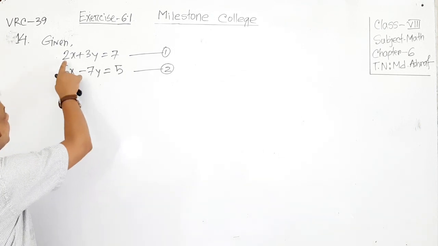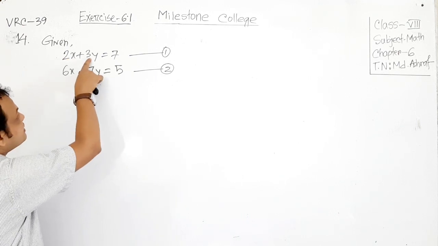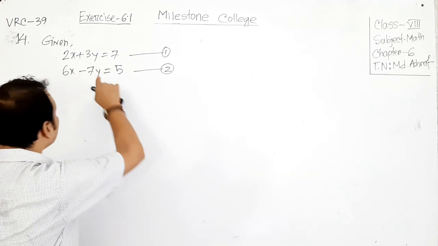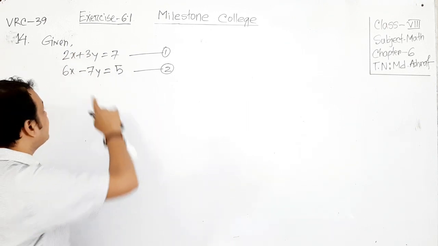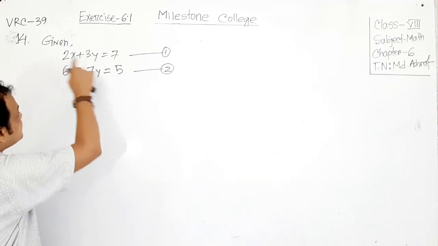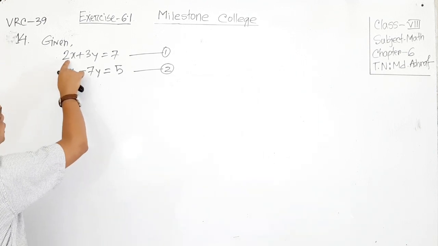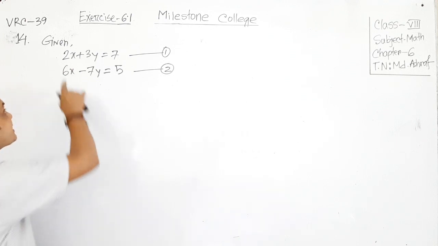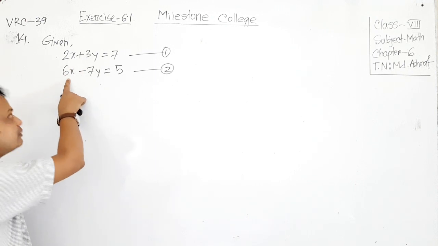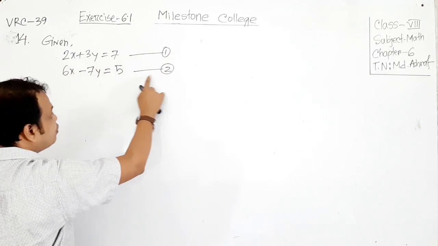Look here. The coefficient of x is 2, and the coefficient of x is 6. Here the coefficient is 3, here the coefficient is -7. So the first step is we need to make a coefficient the same. It may be for x, it may be for y. It will be easier if we make this 2x as 6x. So how can we make 6x? Multiply equation 1 by 3, then it will be 6x, and here it remains the same 6x. So we will multiply equation 1 by 3 and equation 2 by 1.